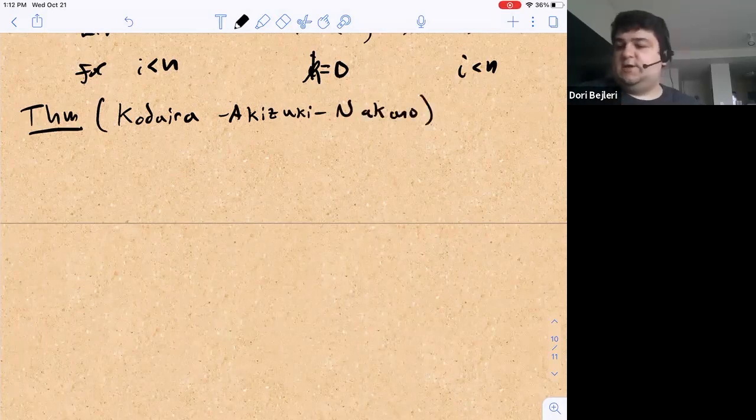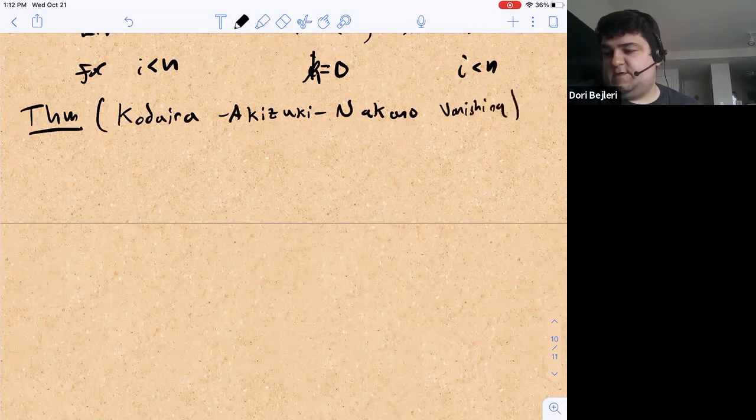So Kodaira-Akizuki-Nakano vanishing, sometimes just called Nakano vanishing, but it generalizes Kodaira vanishing, and then I think Akizuki and Nakano had a paper on it together.